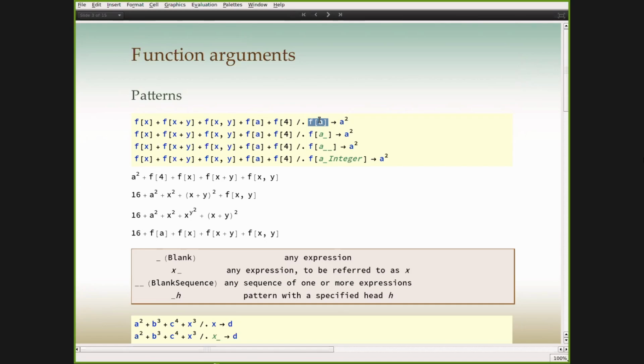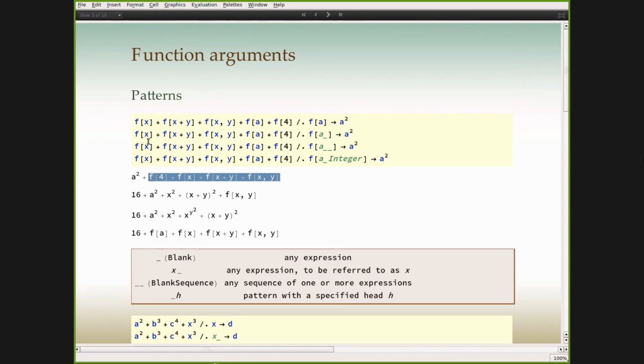It means that if there is an expression which looks exactly like this one, function f and argument a, then it will be substituted by a squared. And as you can see, f of a has changed to a squared, and the other elements haven't been changed, so they have been left unchanged.